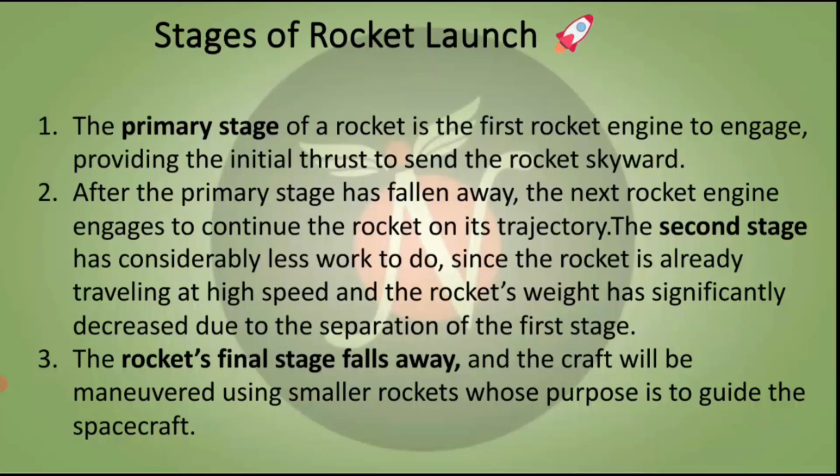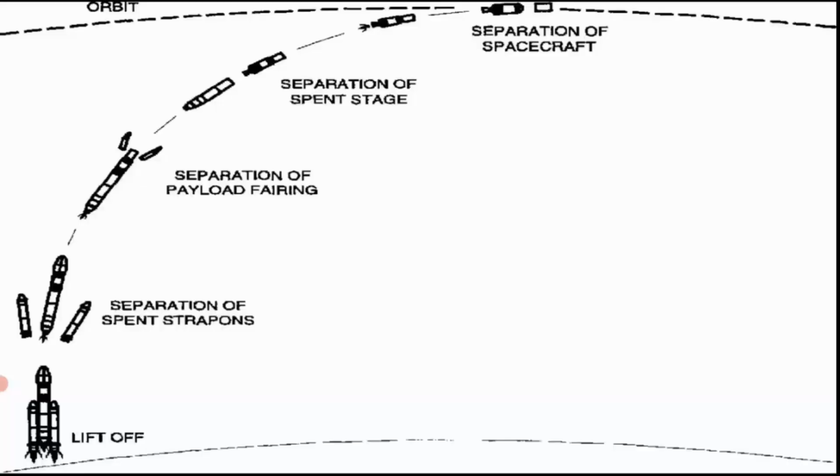The rocket's final stage falls away and the craft will be maneuvered using smaller rockets whose purpose is to guide the spacecraft. I have given you an illustration. This is your first stage, this is your second stage, and this is your third stage, and here is the Earth's orbit.